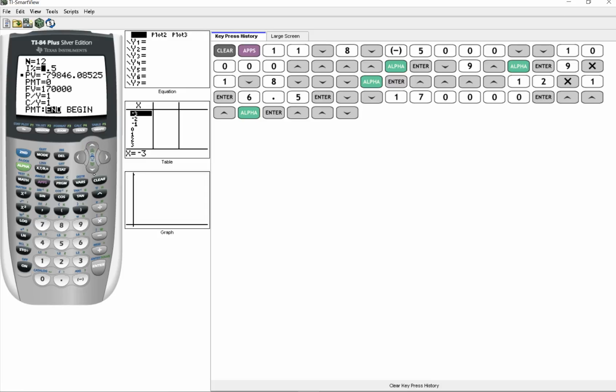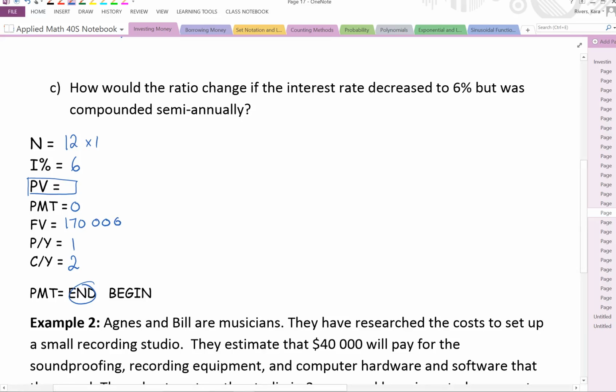So 12 stays the same. Instead of 6.5, this is 6. And instead of our compounding period being 1, it's 2. So do you have to invest more or less? You'll have to invest more. Okay? So even though you're compounding more frequently, your rate has changed. So you've got $83,628.74.